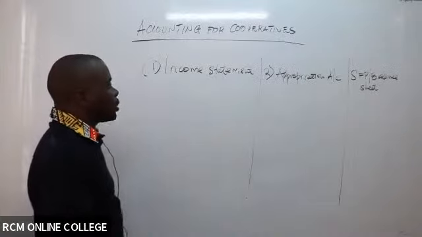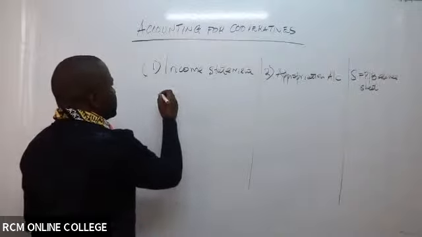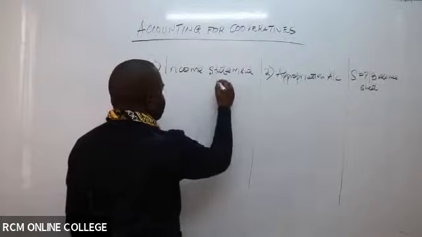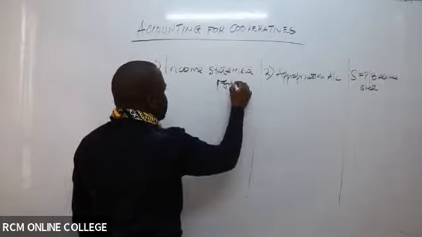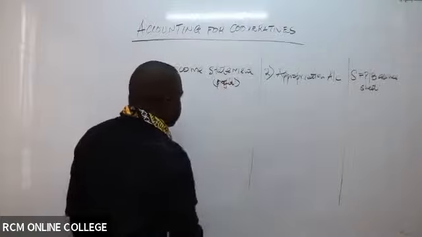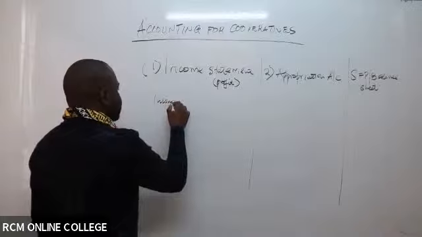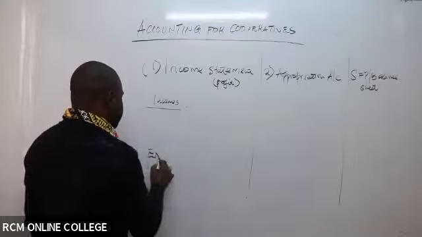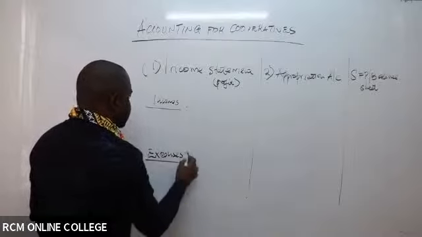When you talk about the income statement, we are talking about it showing, at the end of it all, how much has been realized as profit by the cooperative society. So it will list the incomes that have been realized by the cooperative society, and also the expenses that have been incurred by the cooperative society.